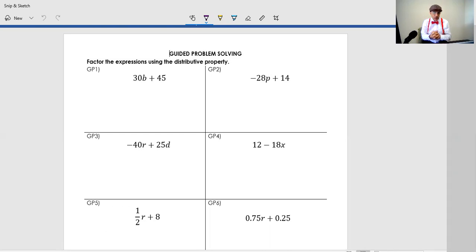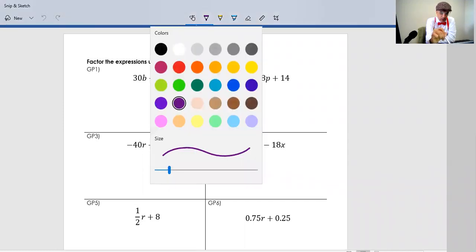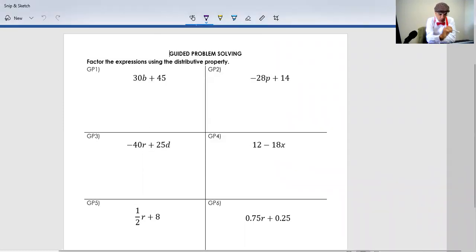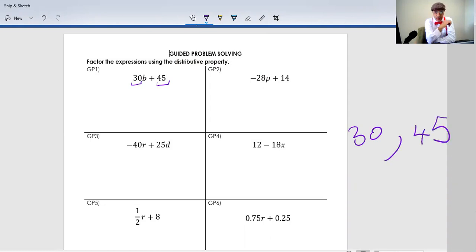Let's look at this first example: 30b plus 45. Let's factor it. What we're going to do is break these two numbers, 30 and 45, into factors and try to find the biggest factor they have in common. I don't know if you remember this, but we call it the greatest common factor, GCF.